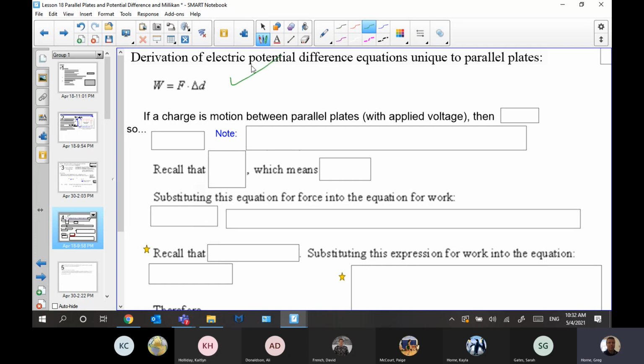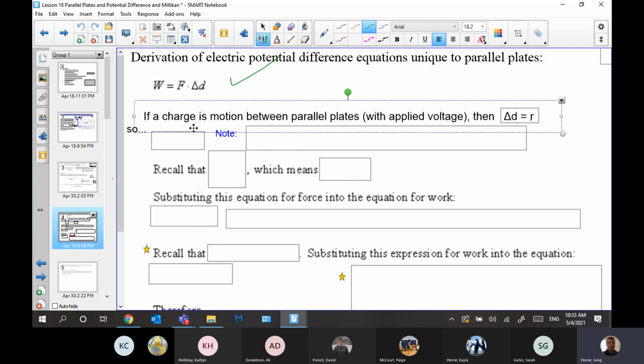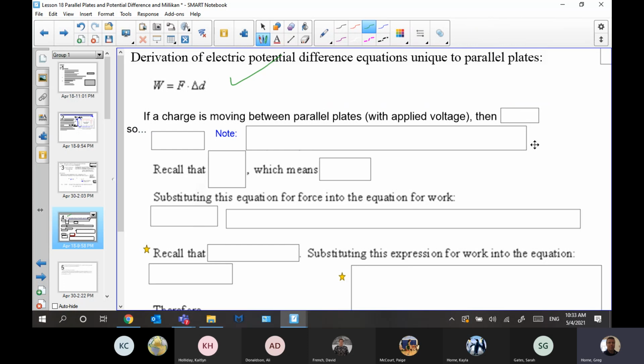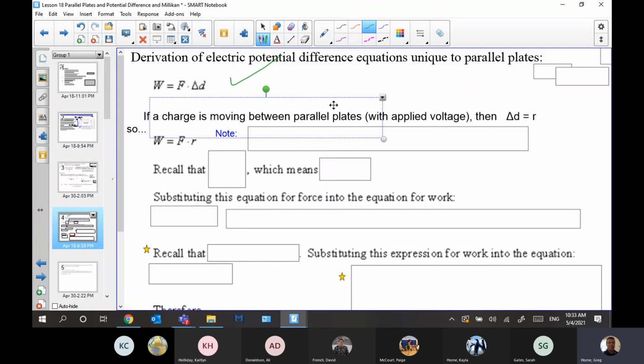And then if a charge is moving between parallel plates with applied voltage, then we have a distance that the charge moves, right? We have this delta D equals R, where R is the distance between the plates, separated by R.